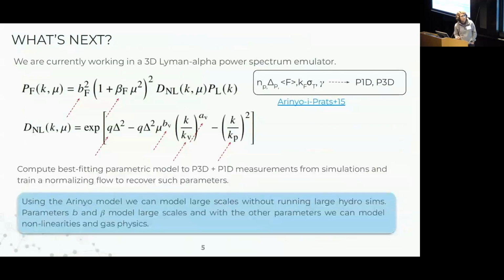So what's next? Now we are working on another emulator that is a normalizing flow, mapping the same parameters to the P1D and the P3D simultaneously.